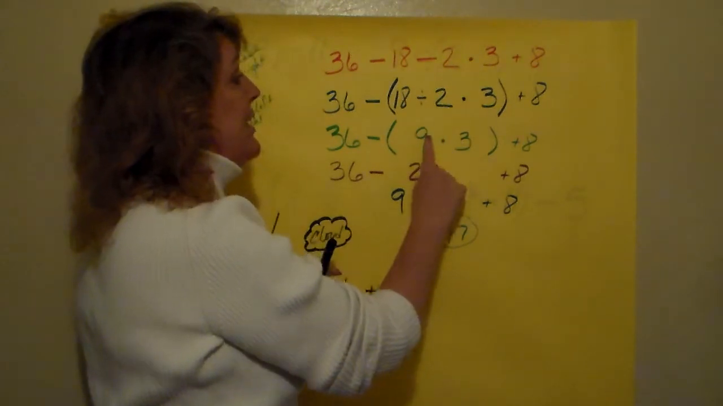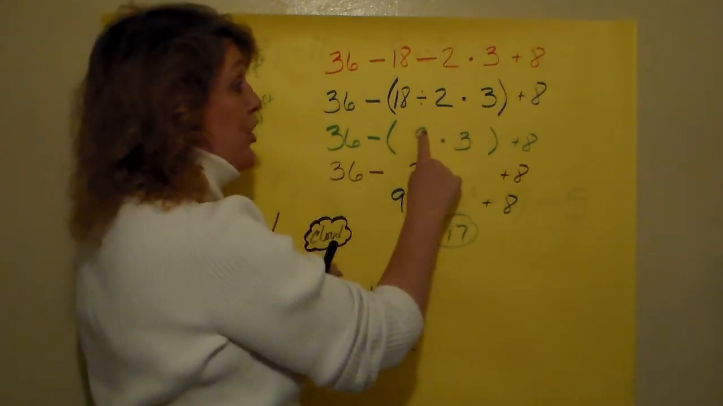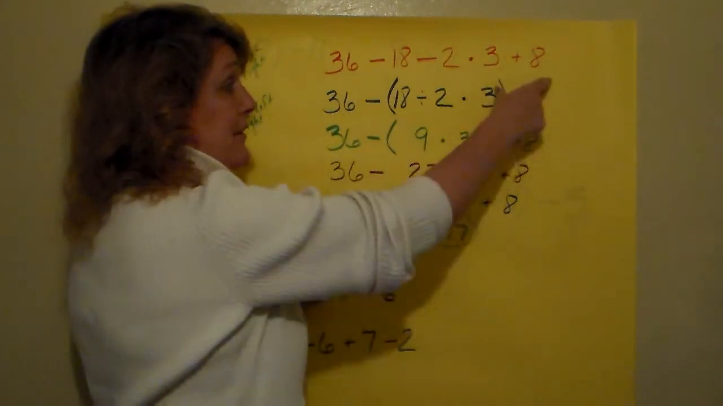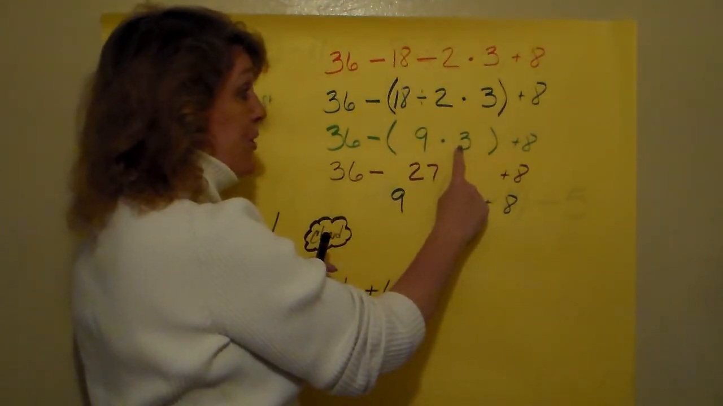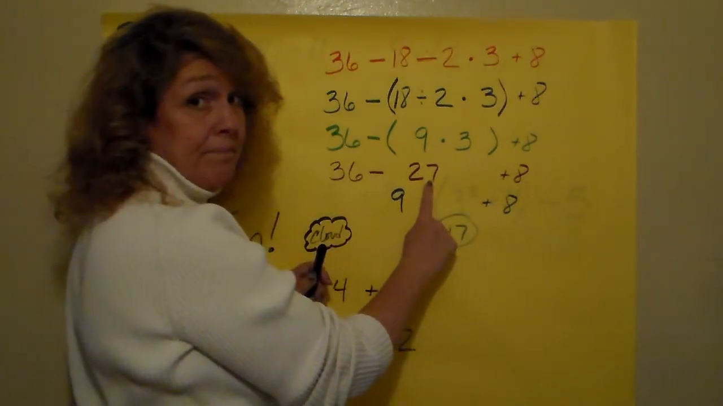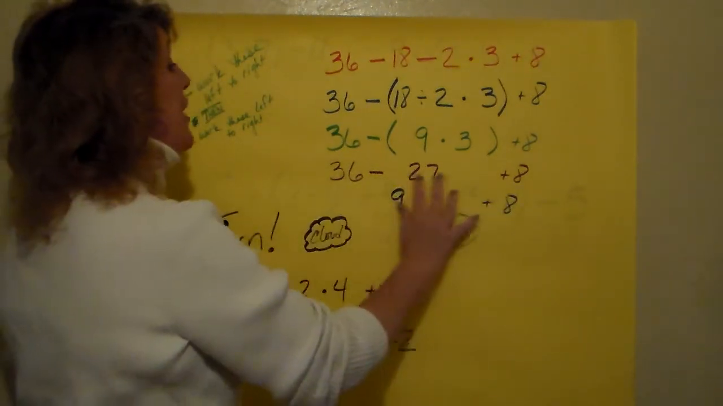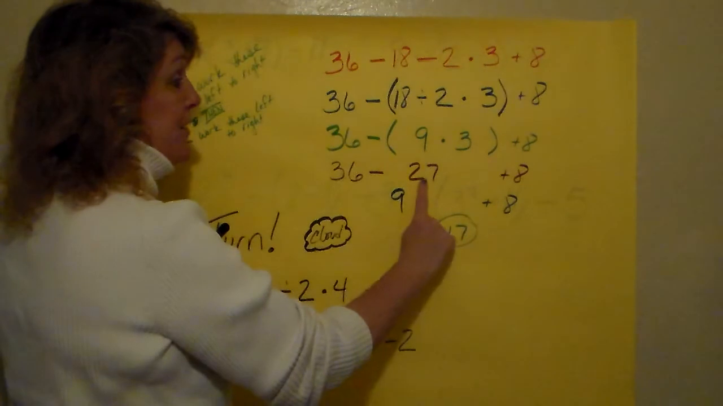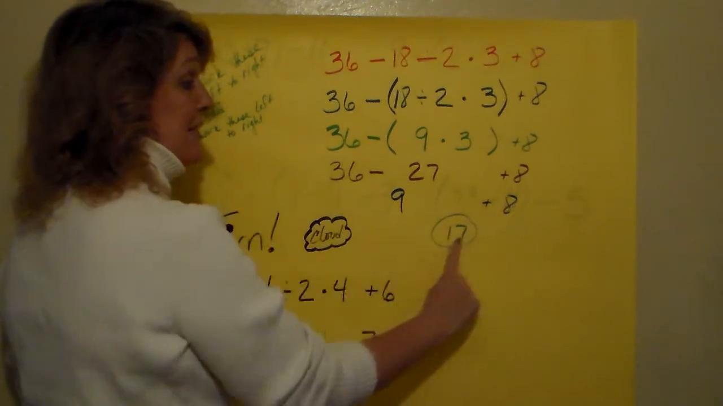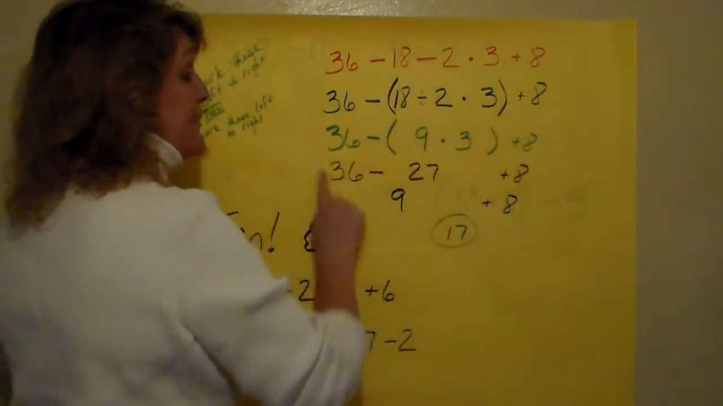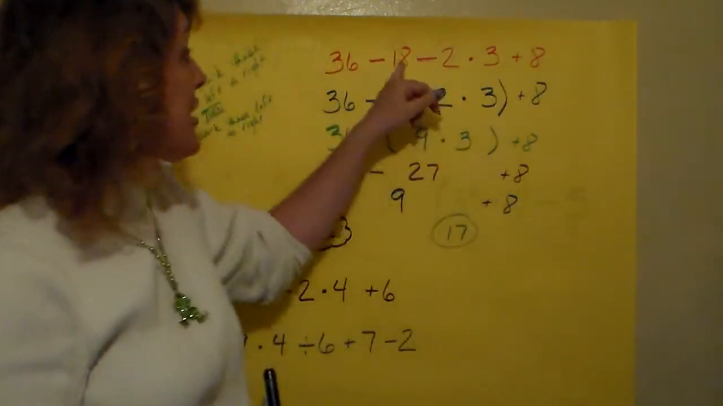18 divided by 2 is 9. And then I'm going to do times 3. So notice I solved one part of the problem and I brought everything else down. So I've got 18 divided by 2 is 9. Next thing I'm going to do is times 3. 9 times 3 is 27. Now, I'm going to bring this down, I'm going to bring this down. Now I'm going to do addition and subtraction left to right. 36 minus 27 plus 8. 36 minus 27 is 9, plus 8 is 17. So 17 is my answer to all of this. But I start doing multiplication and division left to right, even though division came first, doesn't matter.